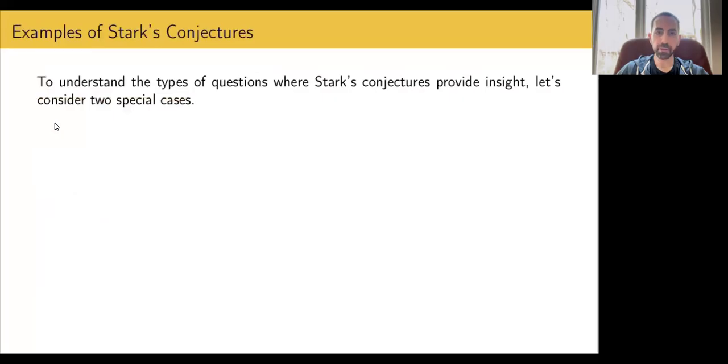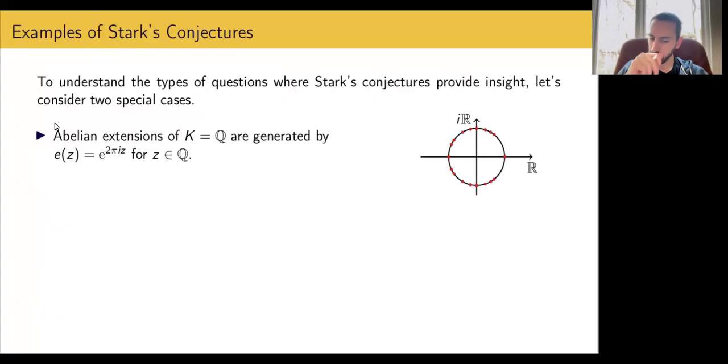So it would probably help to see some examples of this, but I'm not going to go into specific Stark conjectures. I'll give maybe some examples of the phenomenon. One of the problems that these conjectures were aimed at providing insight into is, I forgot to define what an abelian extension is.